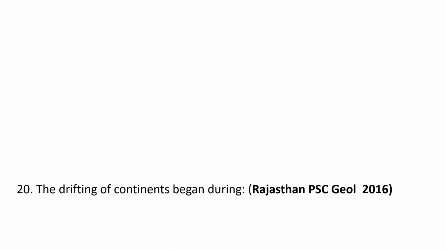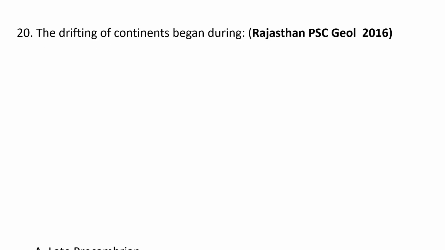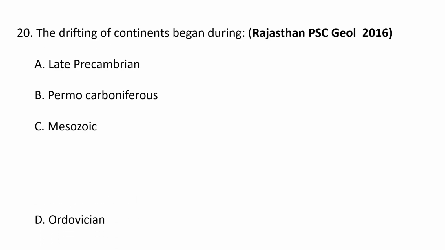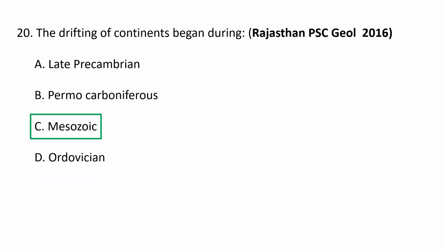Next question. The drifting of the continents began during A. Late Precambrian, B. Permo-Carboniferous, C. Mesozoic, and D. Ordovician. So the drifting of continents began during the Mesozoic. Drift began some 200 million years ago. That is about the Mesozoic era, that means the Triassic period and the late Triassic epoch, which constitutes the breaking up and drifting apart of the continents. So C, Mesozoic, is the correct option.